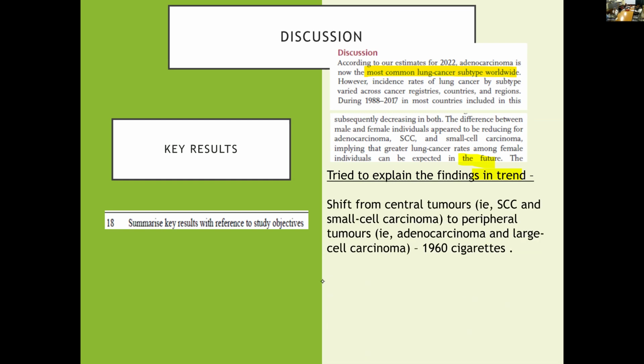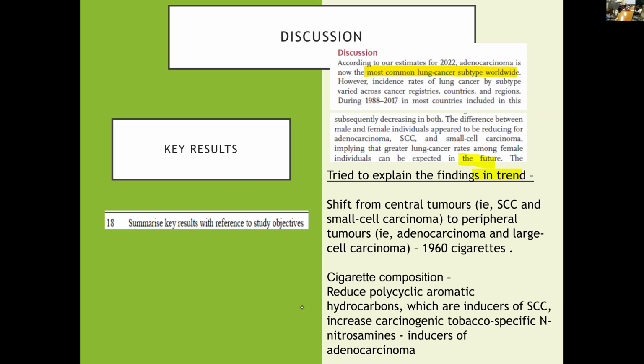They found that simultaneously in the 1960s there was a change in the way cigarettes were made. They were with filter and low tar. So they postulated that people are probably taking deep breaths, so the particulate matter is going to the periphery. So there's a shift from central tumor to peripheral tumor. They suggested that could be one of the causes of the trend they are seeing.